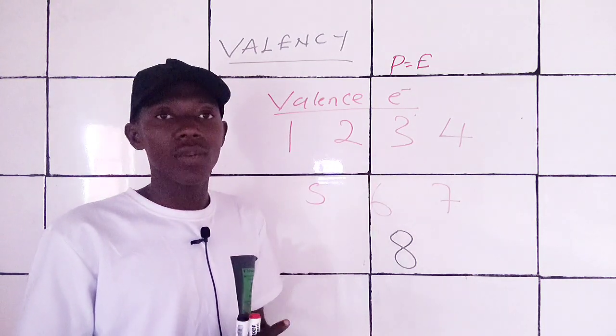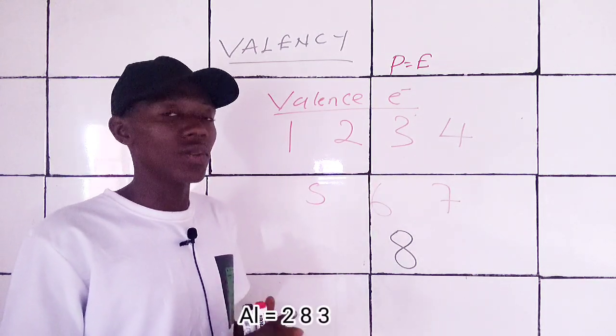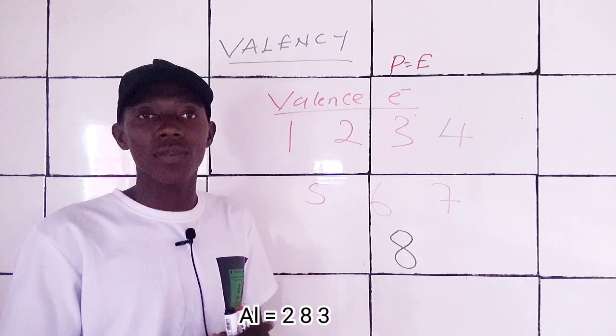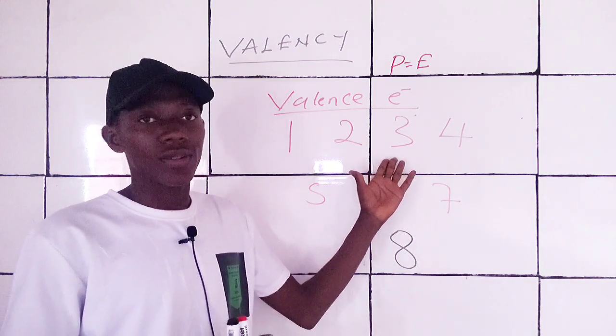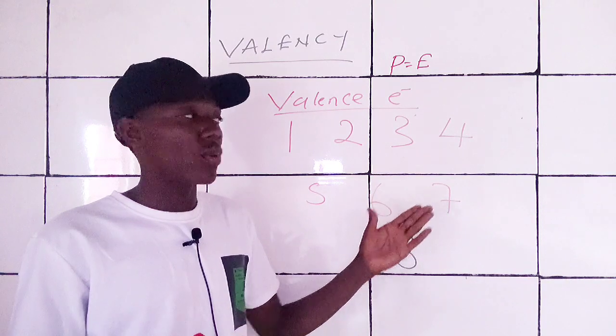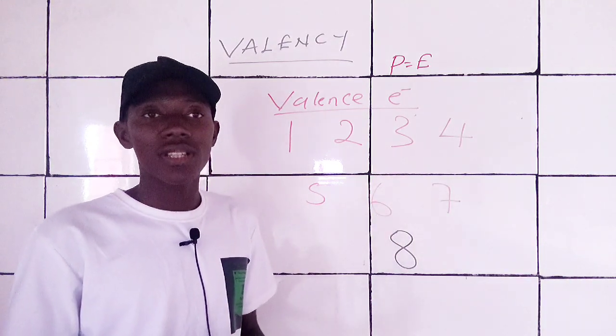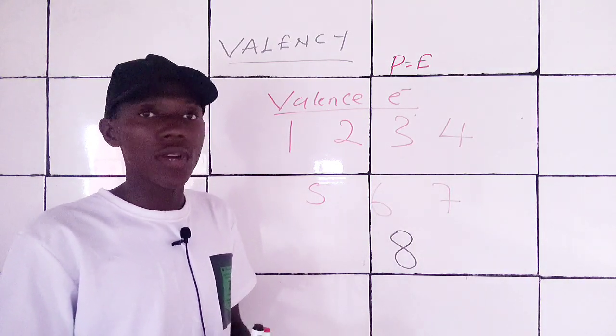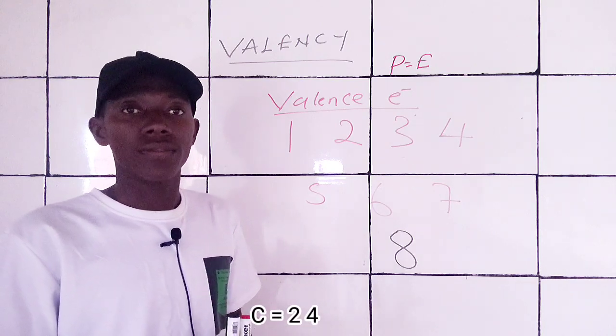In the case of 3, we have aluminium, 2,8,3, which is number 13 in the periodic table. It is having 3 as the last electron. So the valence electron is 3. We have carbon, which is number 6, having valence electron of 4, that is 2, 4.